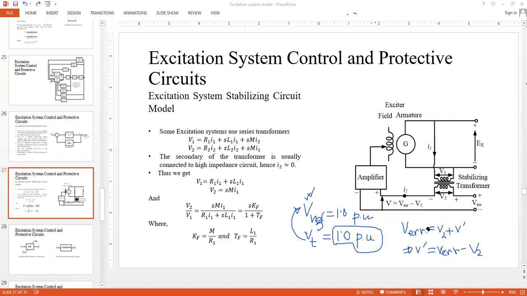Now let's try to go through the operation a little bit more. When there is any deviation between V reference and Vt that is fed back from the generator terminal, we have V dash equals V error minus V2. Now the problem is that the input to this transformer is actually some DC value. So if you are feeding some DC value to a transformer, what would be the induced voltage in the secondary?